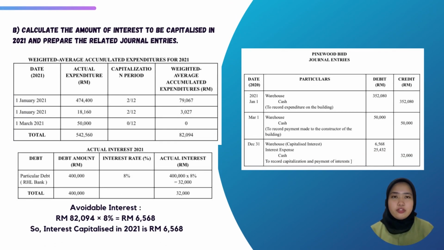Then, for question 5B, which is calculate the amount of interest to be capitalized in the year 2021 and prepare the related journal entries.